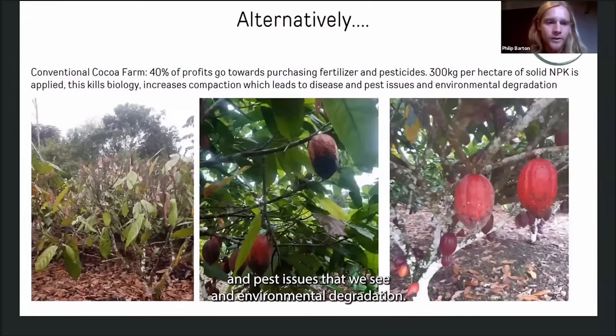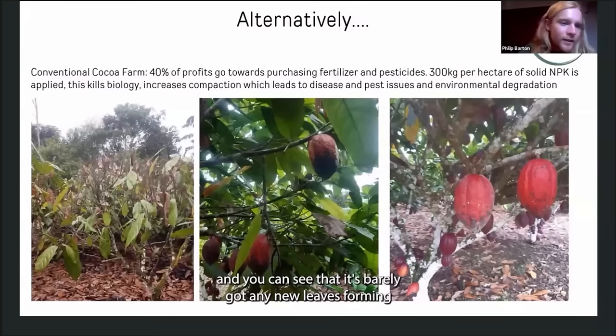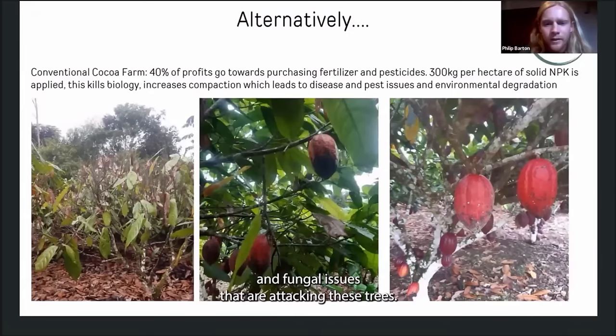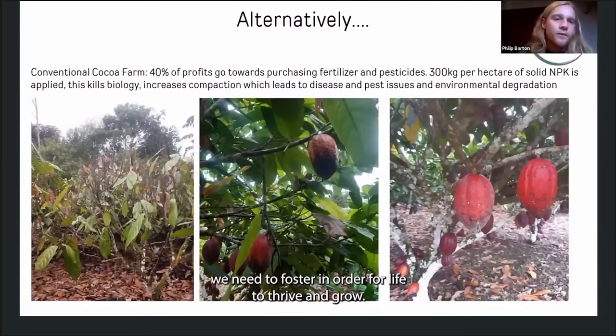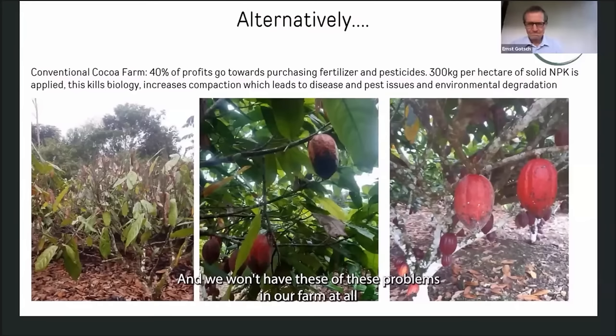So this is a picture of the canopy while I was there at the cacao farm, and you can see that it's barely got any new leaves forming. In fact, they're all dying. There's substantial witches' broom disease and pest and fungal issues that are attacking these trees. And so we can see that it's not really fostering the conditions that Ernest talks about that we need to foster in order for life to thrive and grow. And we won't have these problems in our farm at all.